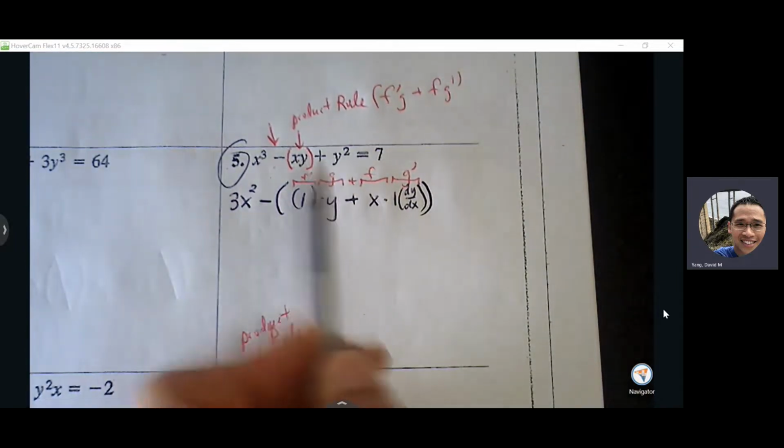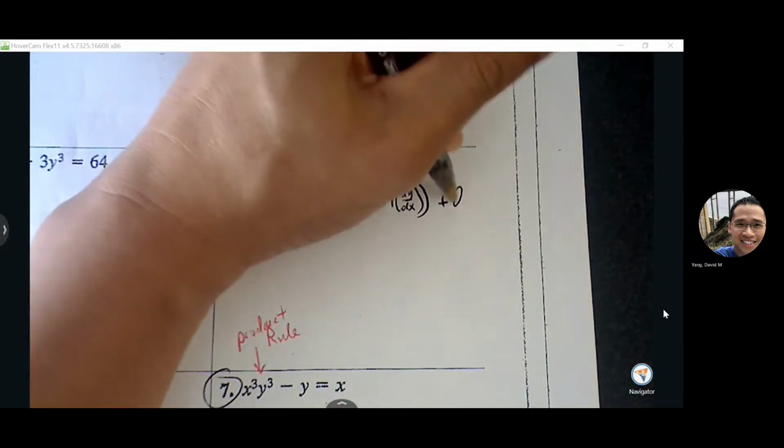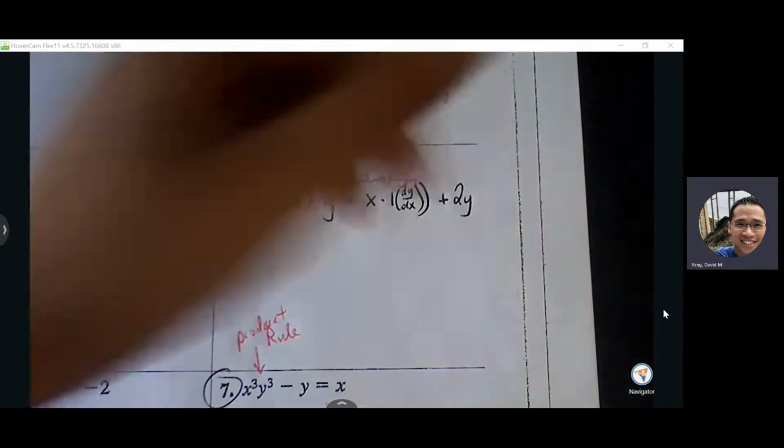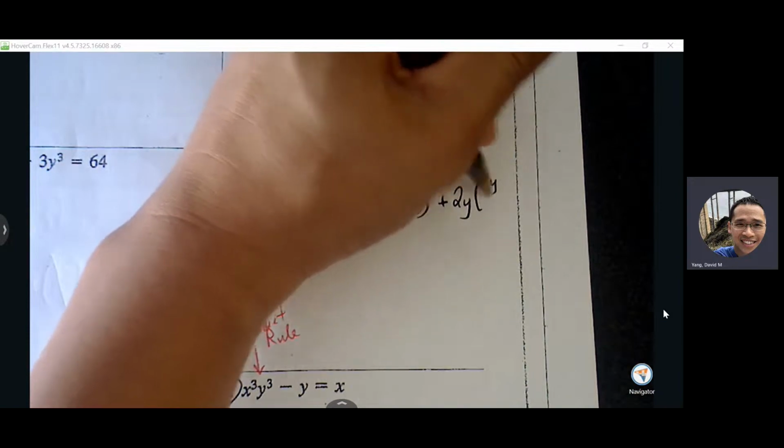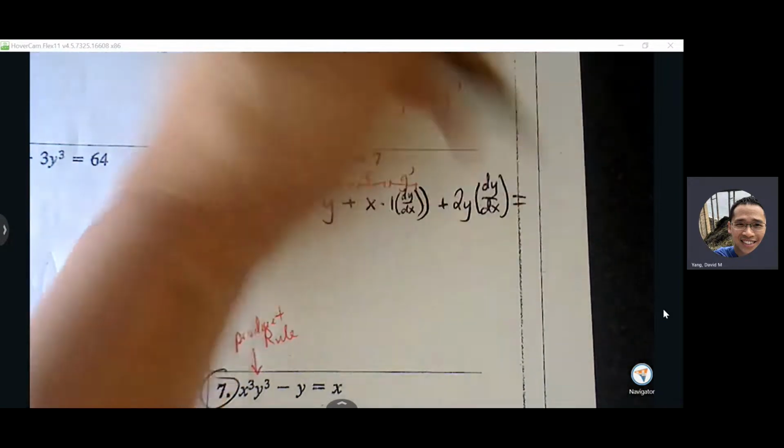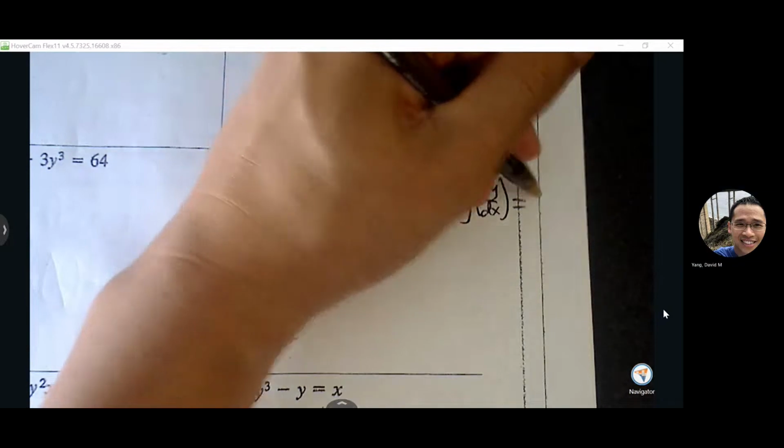Okay, y squared becomes, is that it? dy/dx, yeah. We're asking for y's derivative. We need to include that dy/dx. Okay, equals 0.